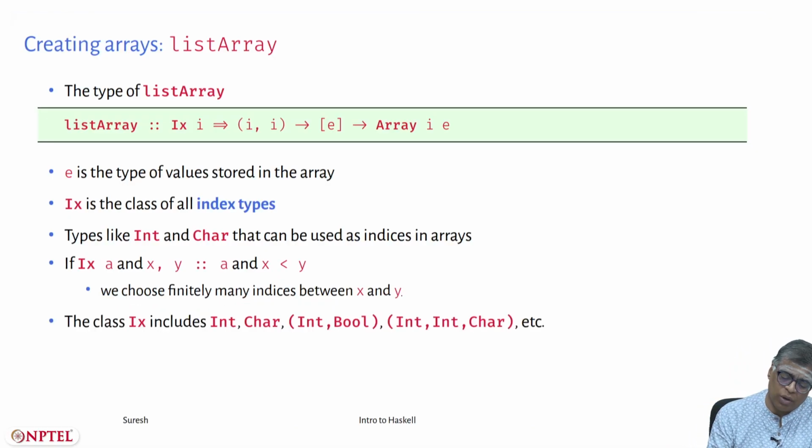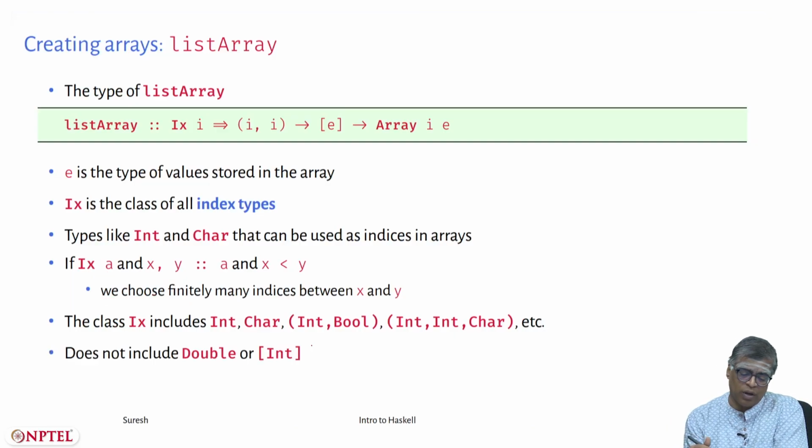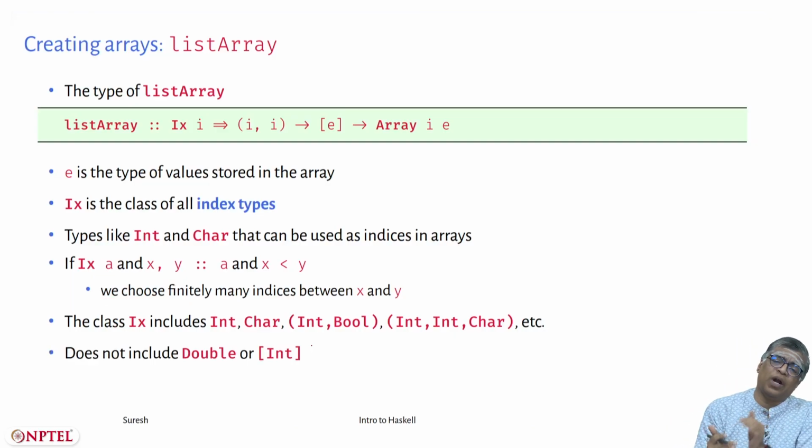Okay, what you mean is that there are only finitely many indices, many values between x and y. So the class Ix includes Int, Char, things like (Int, Bool), (Int, Char), etc., where you can do some kind of appropriate ordering of pairs such that between any one pair and another pair there are only finitely many pairs. Okay, so you would appropriately order it, and the index class provides such a thing.